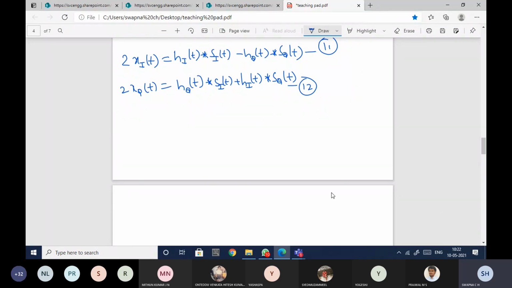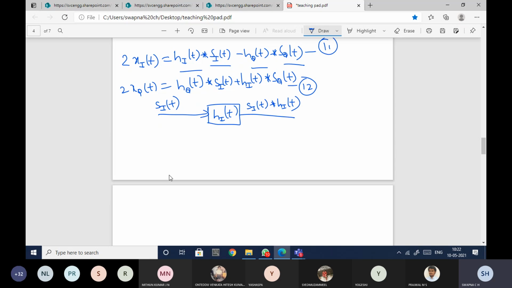I will try to fit it here. So si of t and sq of t are there, hi of t and hq of t are there. First, if I want to get 2xi of t, si of t and hi of t should be convolved. So hi of t is the system, and the system I'll put in the box. The signal I'll put as input like this, so that I'll get si of t convolution with hi of t.